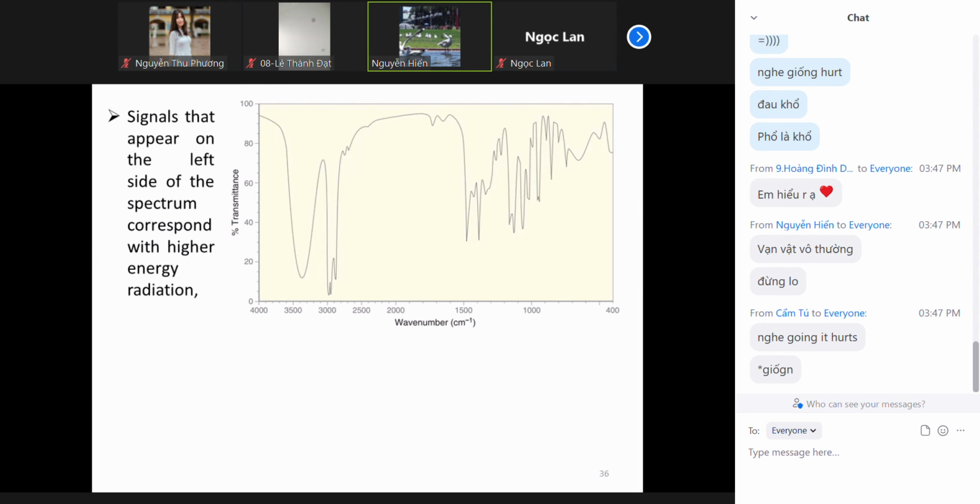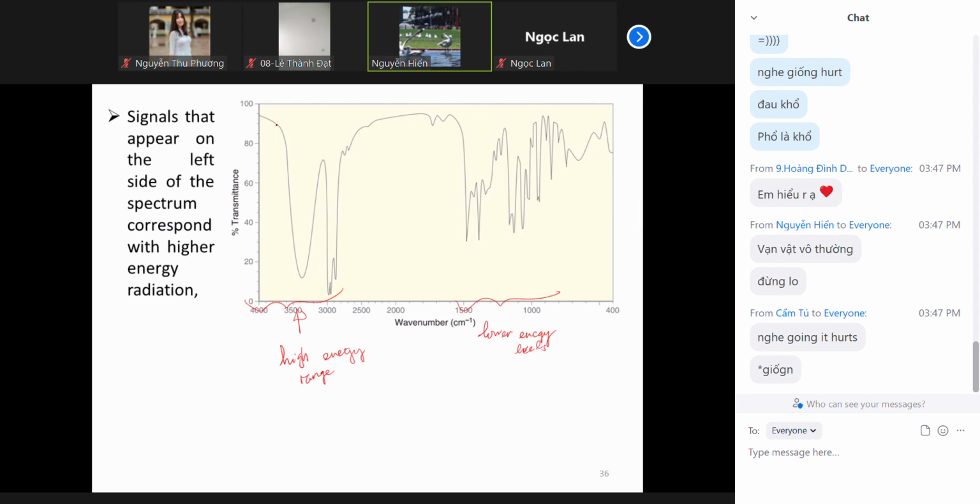So signals that appear on the left side of the spectrum correspond with high energy levels. This part on the left here, so high energy. This part corresponds to the high energy range, because you see it has large wave numbers, 4,000, 3,500, and this part corresponds to lower energy levels.